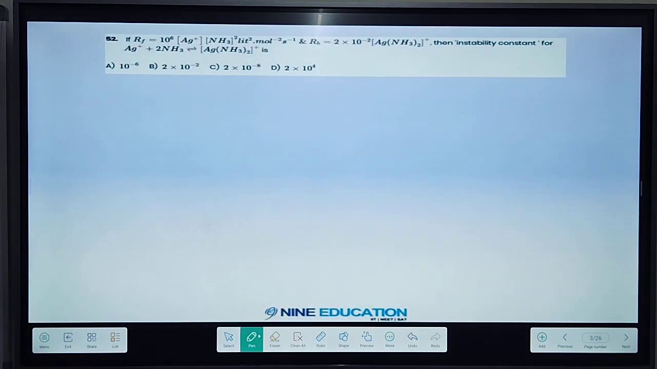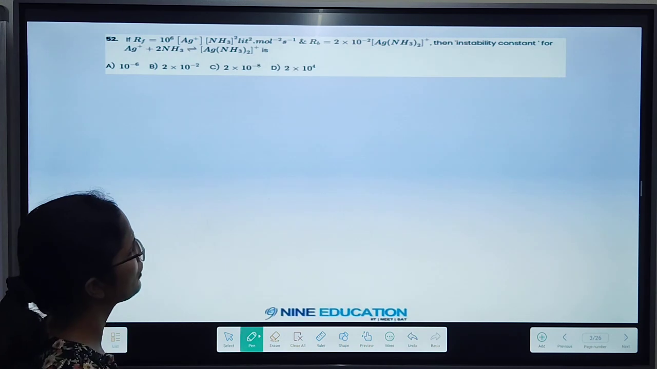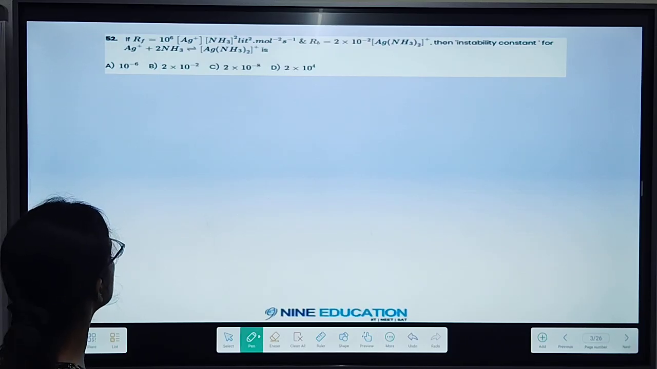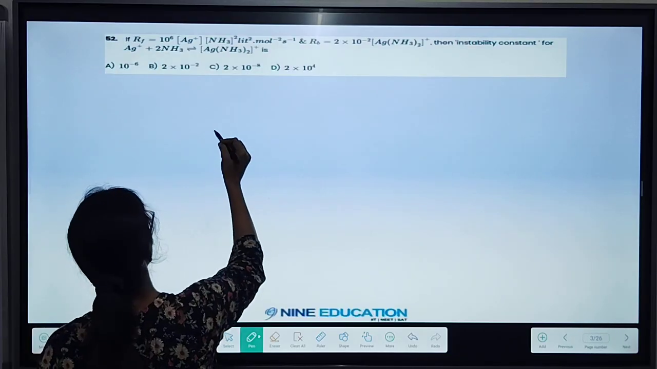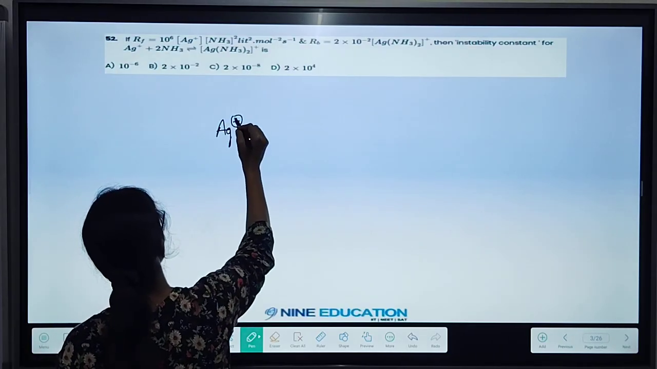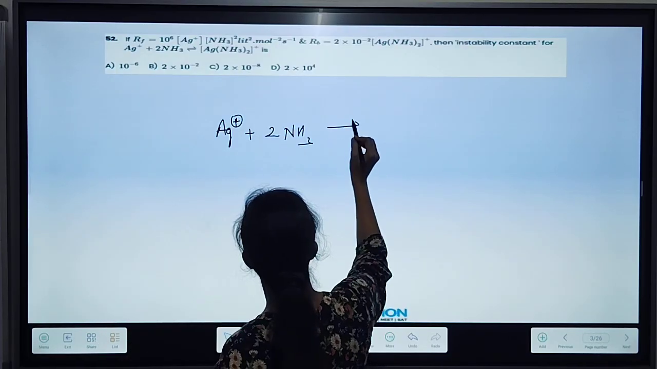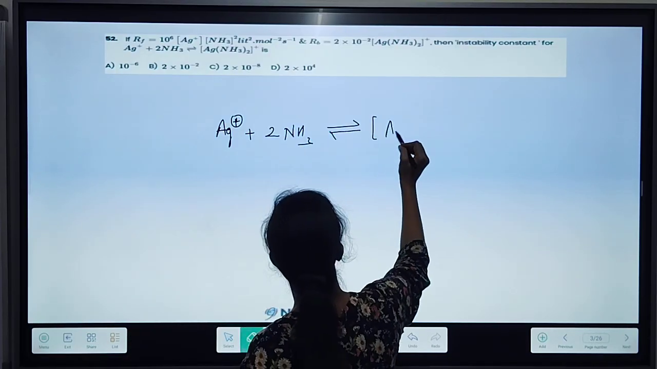Coming to number 52, we have: if Rf is equal to 10 raised to power 6 Ag positive ammonia concentration per 2 liter square, some unit is there, and Rb is given as 2 into 10 raised to power minus 2 Ag(NH3)2 positive concentration, then we need to find the instability constant for this reaction. And if I look at the reaction, it is the complex formation reaction from what? From a silver ion, and along with that we have 2 ammonia.